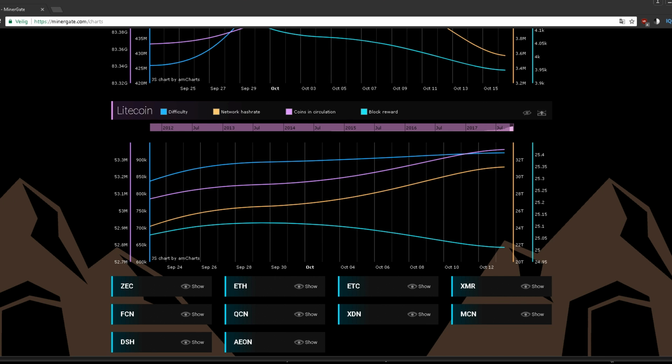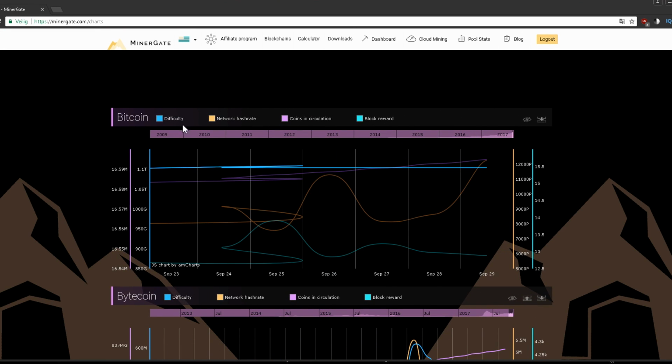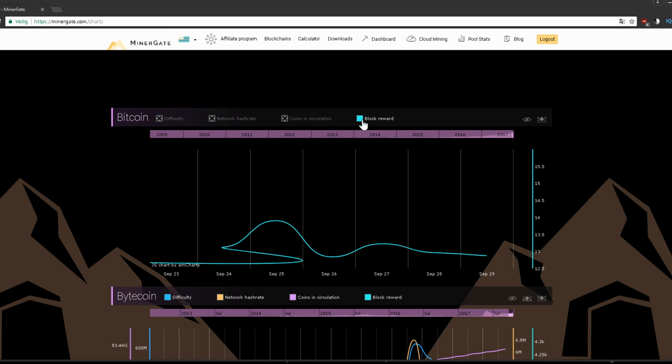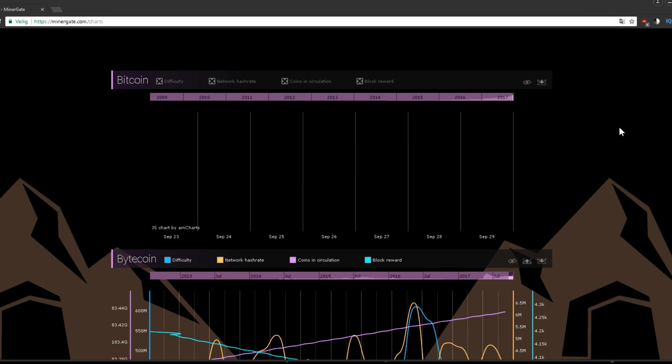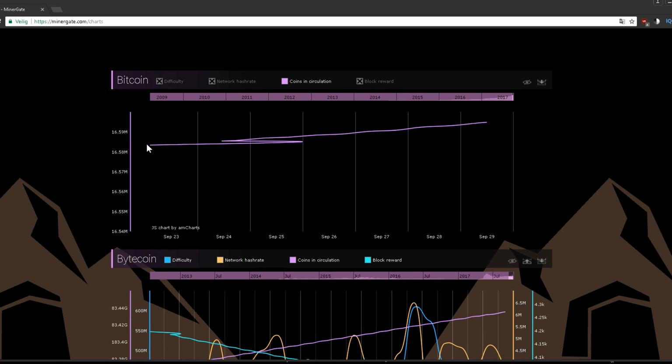I didn't actually know this was there, but here you can see pretty nice stats, providing you information about this currency and different things here. So for instance, you see block rewards for Bitcoin. You can see coins in circulation. Bitcoin has a cap of 21 million. It's going to 17 million at the moment, so that means there's 4 million Bitcoins left to mine.